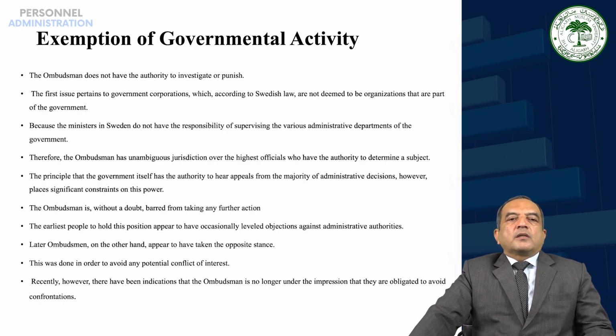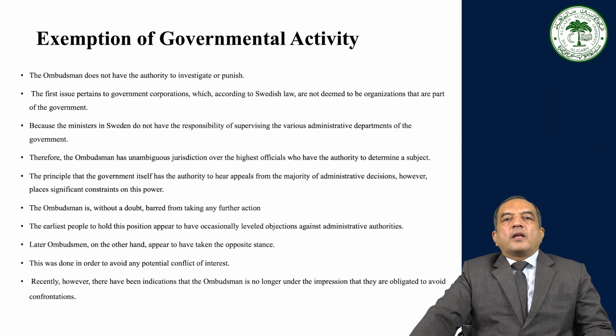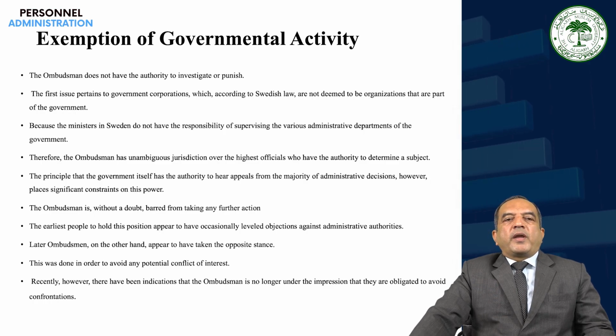To put it another way, the ministers are not within the purview of the ombudsman, because the ministers in Sweden are not responsible for supervising the government's various administrative departments. This limitation is not significant in Sweden, as it would be in most nations with a parliamentary system. Rather, the bureaucracy functions without being subject to the oversight of specific ministers, but it is still subject to the authority of the entire government administration.